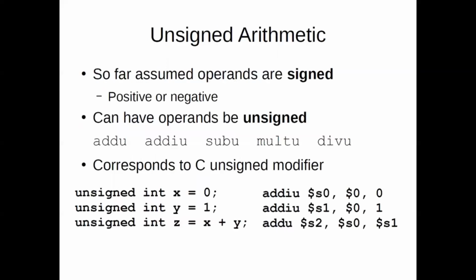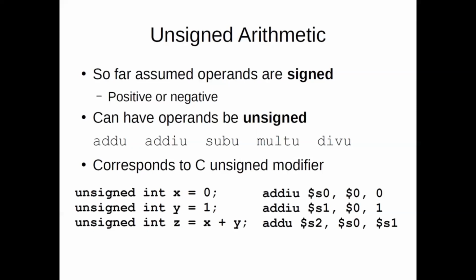The arithmetic operations we've discussed so far assume that the numbers we're dealing with are signed. That means they are positive or negative numbers. They have a sign in front of them. We can also have operations that assume that their operands are unsigned, meaning the operands are assumed to just be positive. Unsigned operations have the instruction opcode ending with the letter U for unsigned. So addu, addiu, subu, multu, and divu are the unsigned variations of the instructions add, addi, sub, mult, and div.